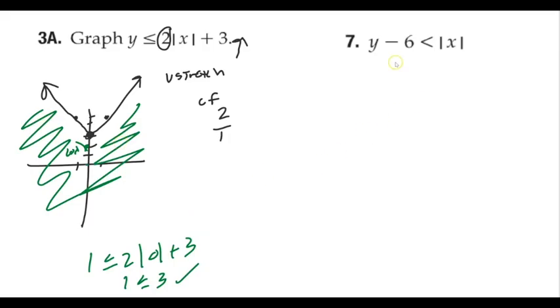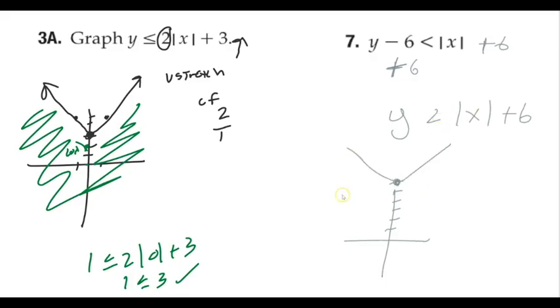Next one real quick. First step is to go plus 6, to get y by itself. Y is less than x plus 6. I want to graph that. Go to 6. It's a slope of 1 and 1, normal. And less than, shade below.